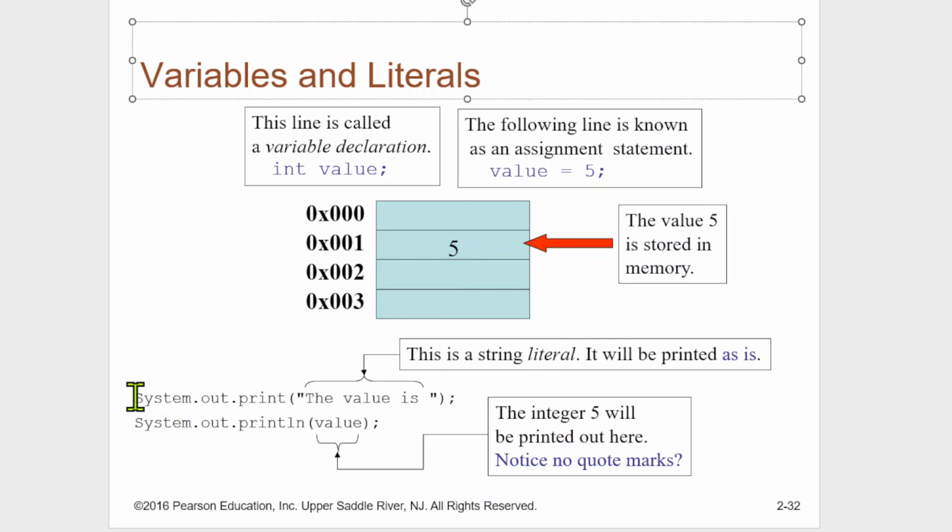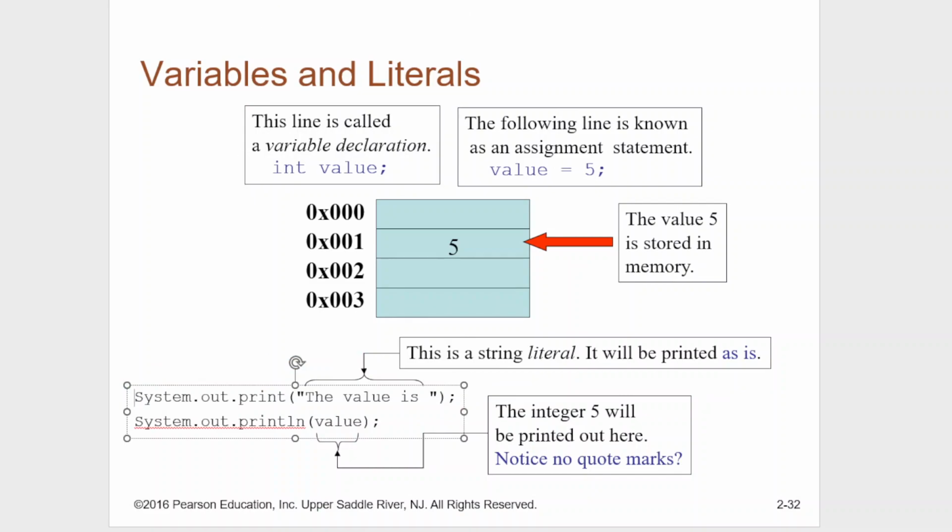So we have this line down here, and this is all from the variable program to look at. System.out.print, "The value is", this is a string literal. This will be printed as is. It means exactly what it says. And it's print, so you notice they put the space, but we should not, the next line here should print on the same line as this.